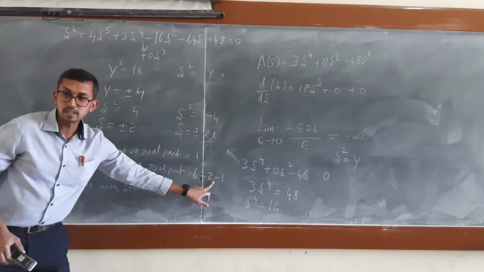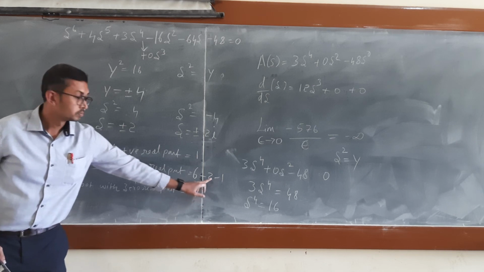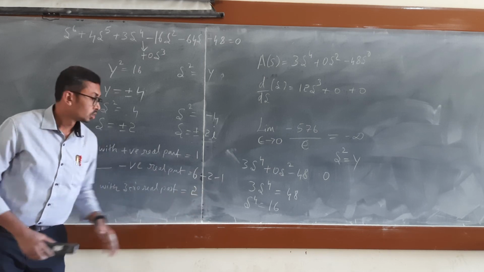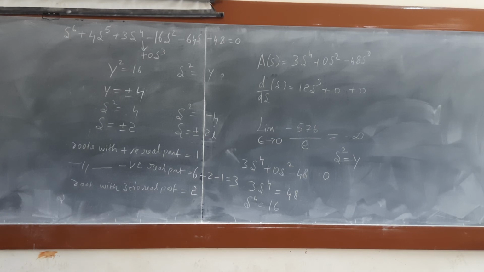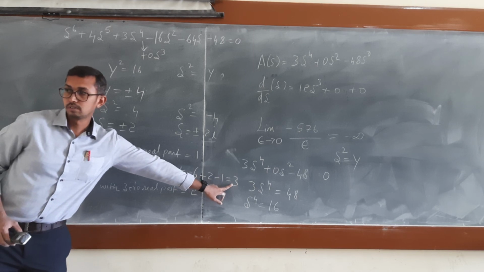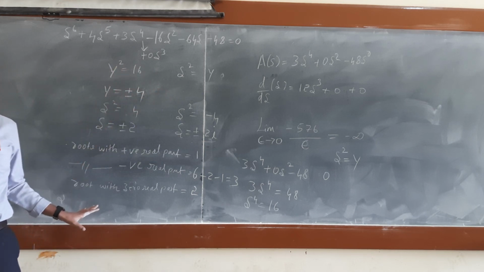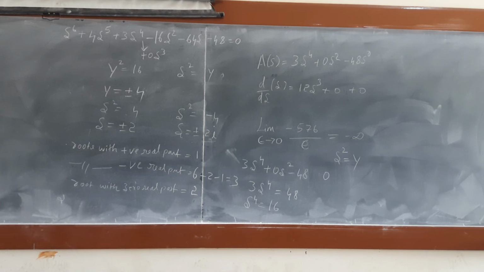Out of which minus 2, minus 1 is there, right? So what does the minus 2 represent? Roots with 0 real parts, that is minus 2. Roots with positive real part, how much? Minus 1. So therefore, what is the value? 3. That means the remaining roots are the roots with negative real part. So this is how we find out the number of roots with positive real parts, the number of roots with negative real parts, and the number of roots with zero real parts. Is it clear?